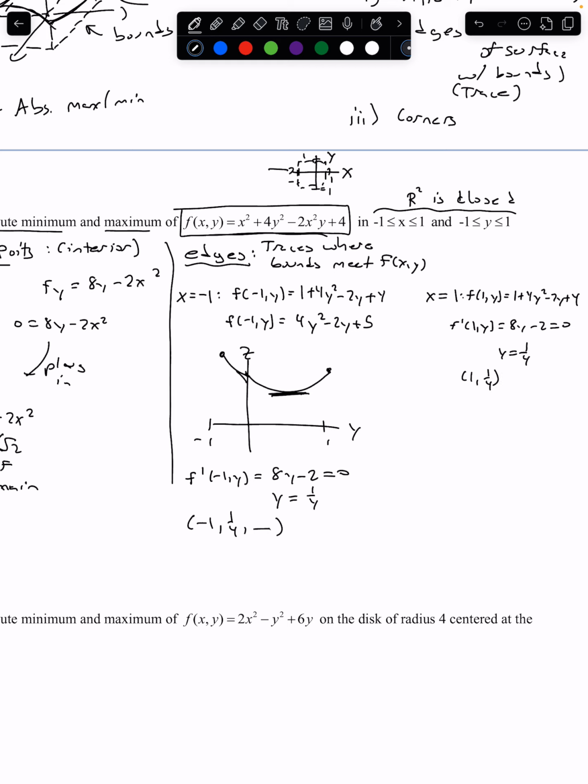And we don't know the x value yet. Okay, so we did x equals 1, x equals -1, but now we've got to check the other bounds: y is -1, y is 1.